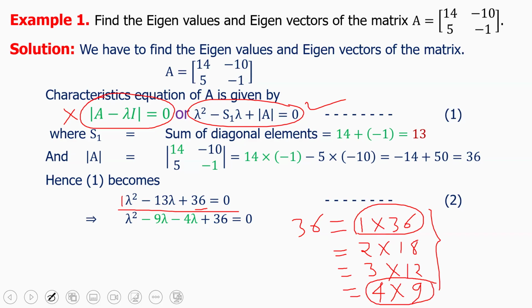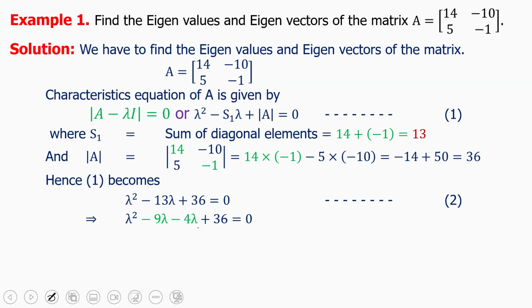The 13 lambda is broken down into two parts: lambda square minus 9 lambda, and second part minus 4 lambda plus 36 equal to 0. Now from the first two terms, if we take lambda outside, lambda remains in the first term and 9 remains in the second term. In the second part, if we take minus 4 outside, lambda remains in the first term and 9 remains in the second.